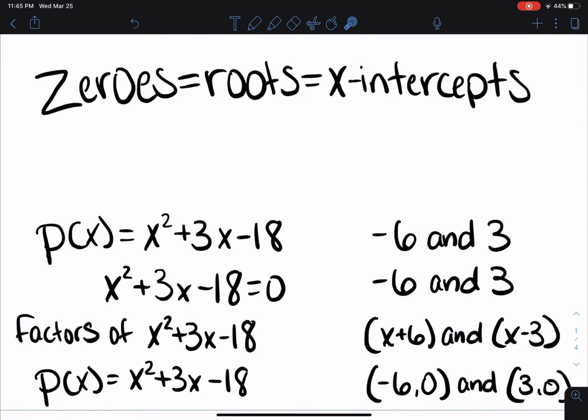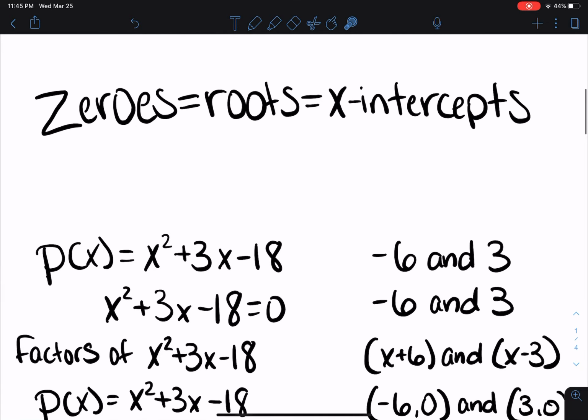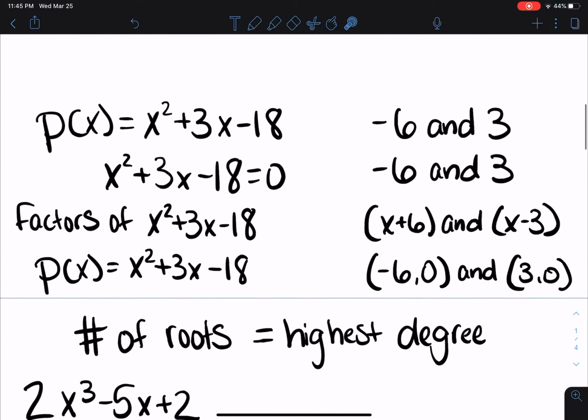And lastly, the x-intercepts of p of x equals x squared plus 3x minus 18 are where x is negative 6 and the y value is 0, because we're talking about x-intercepts. So we have to have that y value for an x-intercept. And x is 3 and y is 0. So all three of these things, even the factors, kind of mean the same thing. These words can be used interchangeably.